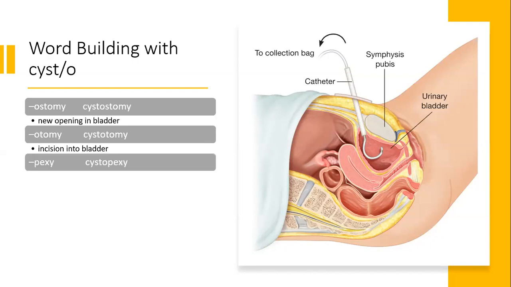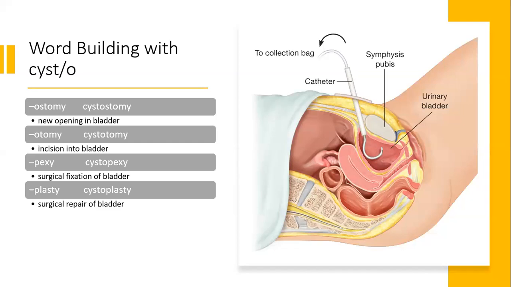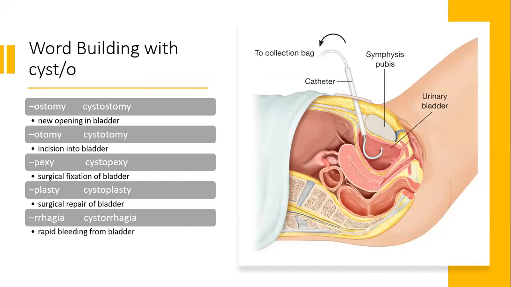Pexy, cystopexy, like in some cases of urinary incontinence in female or in the male, the bladder is fixed to the pelvis or retropubic fixation. Surgical fixation of the bladder. Plasty, cystoplasty, surgical repair of the bladder. Rrhagia, cystorrhagia, like hemorrhagia, rapid bleeding from the bladder.